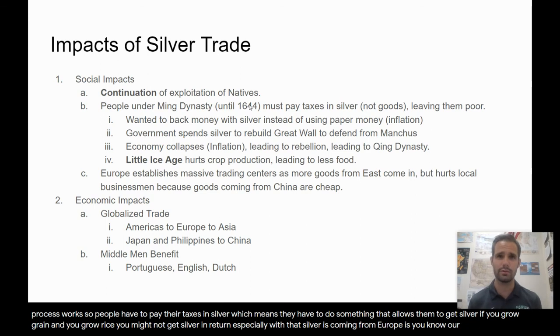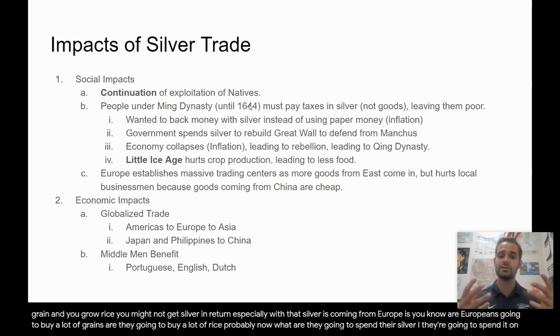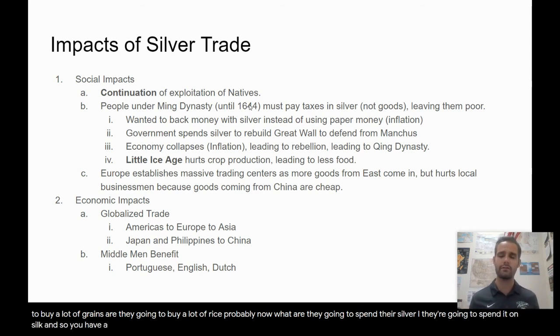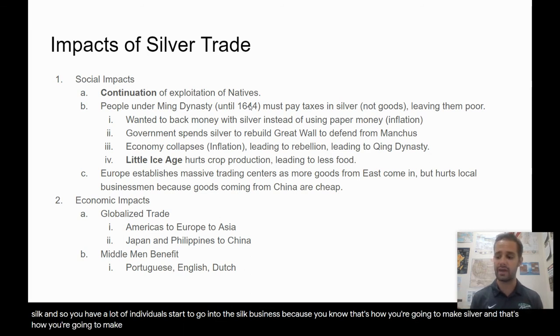Are Europeans going to buy a lot of grains? Are they going to buy a lot of rice? Probably not. What are they going to spend their silver on? They're going to spend it on silk. And so you have a lot of individuals start to go into the silk business because that's how you're going to make silver and that's how you're going to make your taxes.